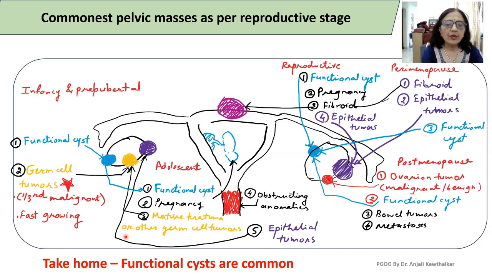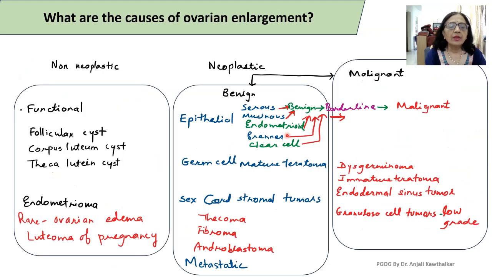So in a nutshell, the take home message is functional cysts are common across all the stages of a woman's life, right from infancy to postmenopausal, and we need to be aware, and that is why I have included this slide. If you are asked this question now, ovarian tumors or ovarian mass or ovarian cancer, that is a common long case kept for your practical examination, or it is asked very commonly as a theory question also.